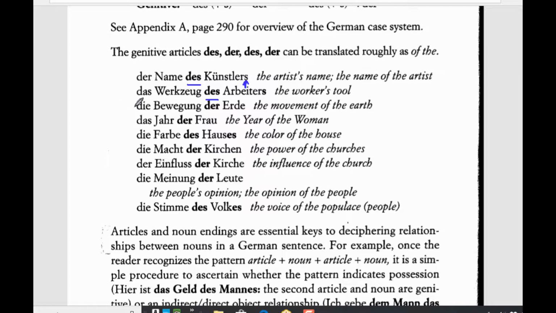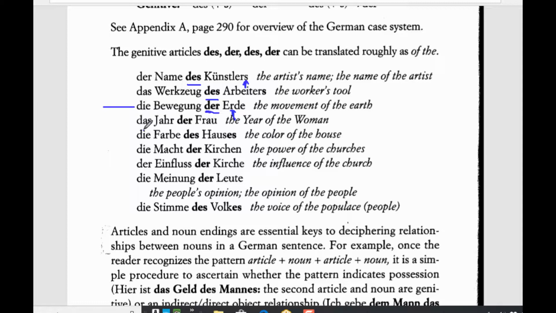Okay. How about this one? Die Bewegung der Erde. Die Bewegung der Erde. Why is this der? Because it is feminine. Erde is feminine, and it's in the genitive. Yeah, exactly. This is a feminine noun. By the way, two-syllable words that end with e are 85% feminine. So it's die Erde, the earth.